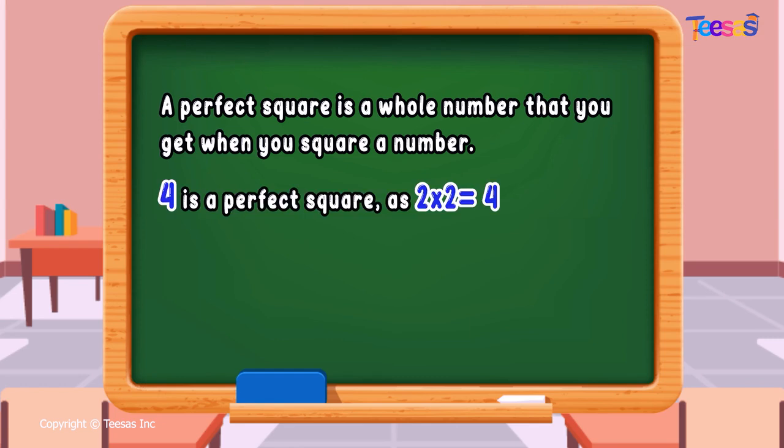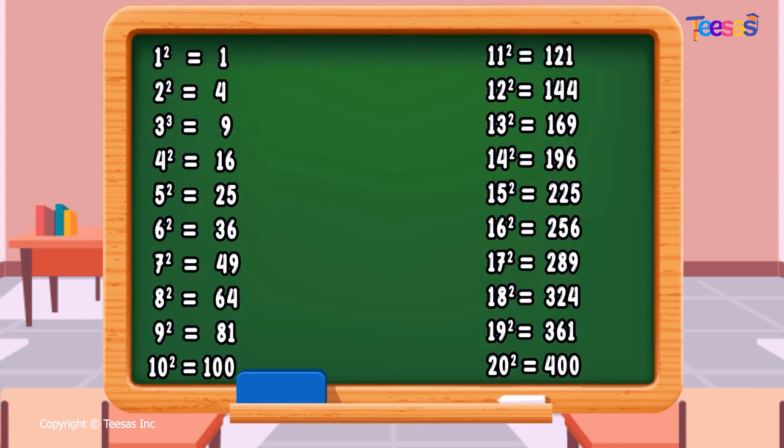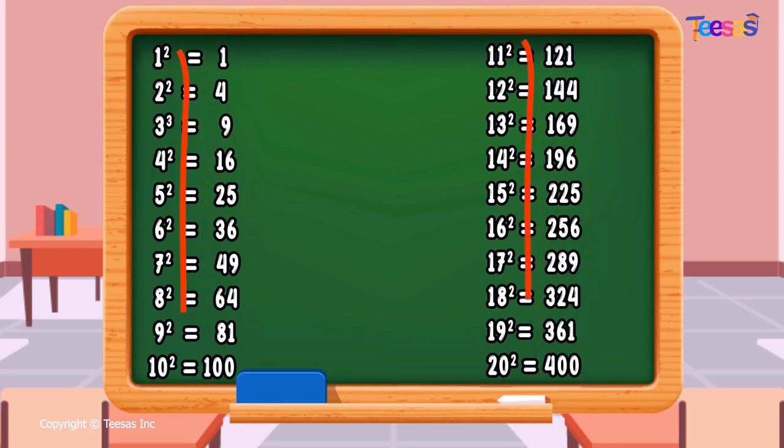4 is a perfect square as 2 times 2 is 4. 9 is a perfect square as 3 times 3 is 9. It's easy! Let's see all the perfect squares from 1 to 20. It is very important to identify perfect squares using the knowledge of the multiplication tables. The numbers on the right are the perfect squares, and those on the left are the square roots, which are squared.